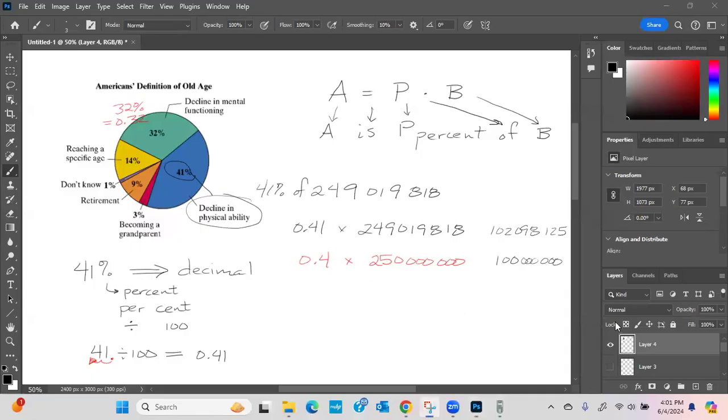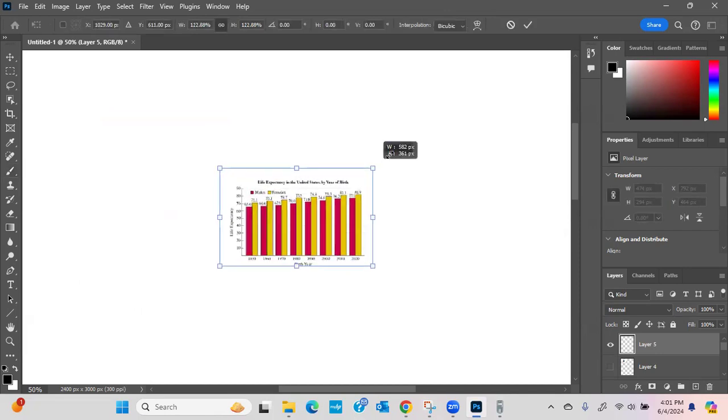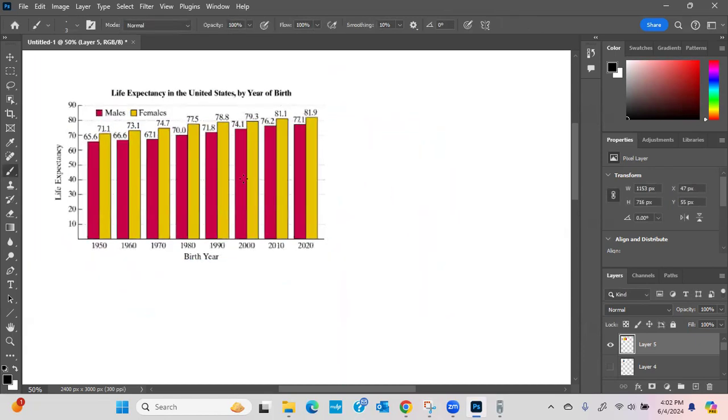When the screen goes kind of dark like that, I'm actually copying on a second screen. So here we've got a bar chart showing the life expectancy in the United States based on the year we were born.